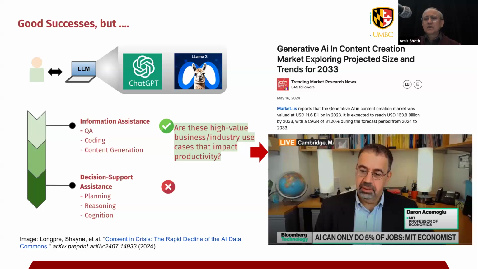Daron Acemoglu just this year won the Nobel Prize in Economics. He was one of the 3 winners. And he said AI can do only 5% of the jobs. By AI, he meant generative AI as it is now and probably as practiced.